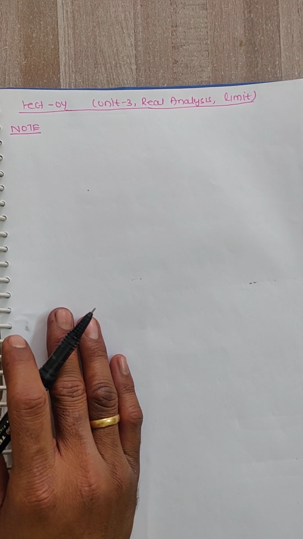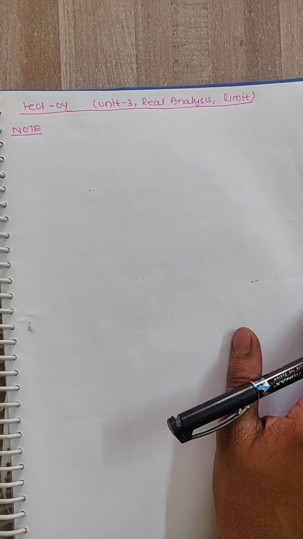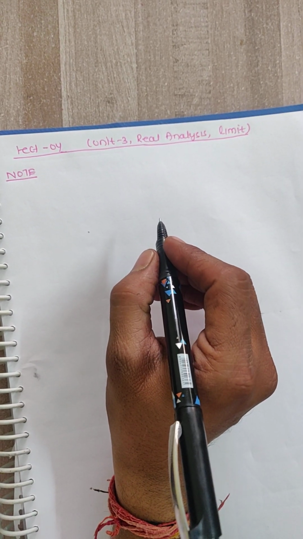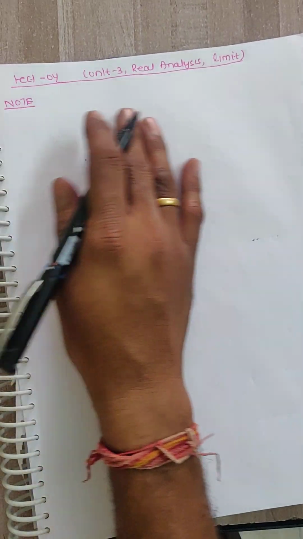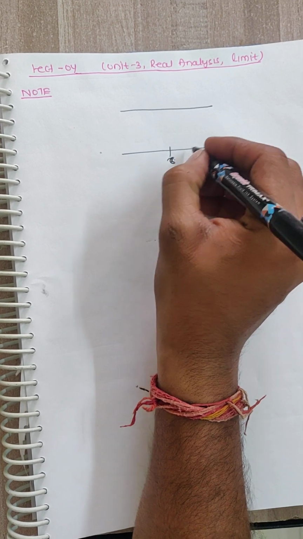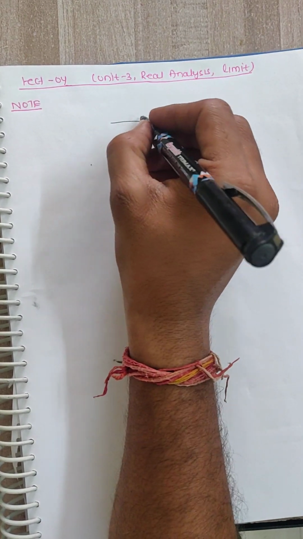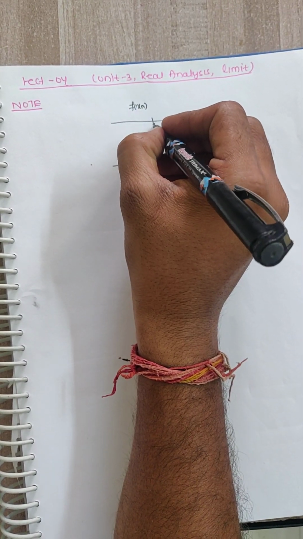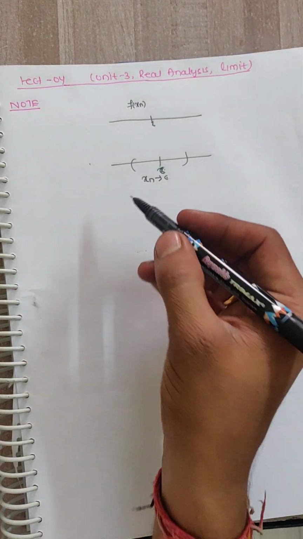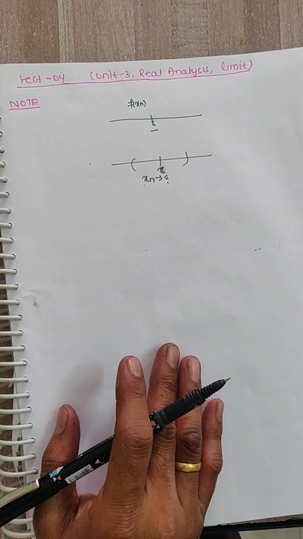Hello everyone, this is lecture 4 of unit 3, real analysis, and we are seeing the topic of limit. In the last class we saw the sequential criterion for existence of a limit: if we have a sequence xn converging to c, then the image sequence f of xn converges to the limit L if the limit exists, and whenever a sequence xn converges to c and f of xn converges to L, then the limit exists.